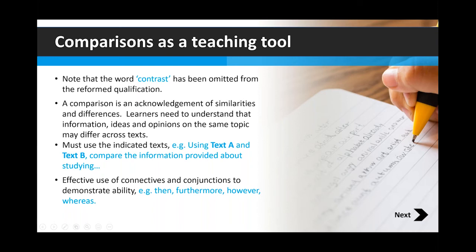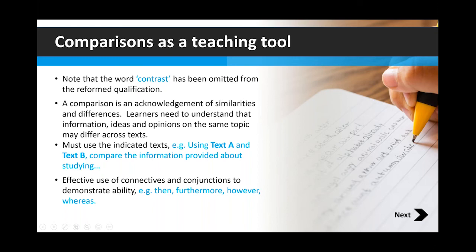They need to understand that information and ideas on the same topic may differ across texts. Again, the learner must use the indicated text. So, for example, using text A and text B, compare the information provided about studying. So again, the learners are prompted to use indicative texts.